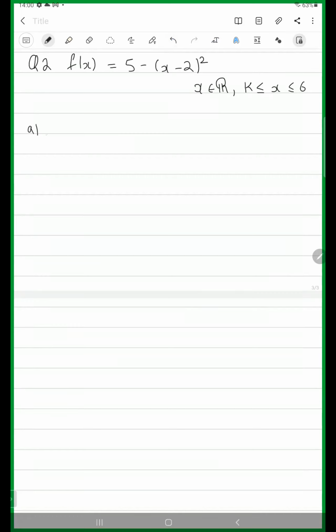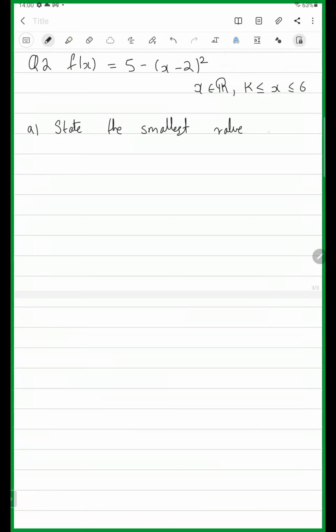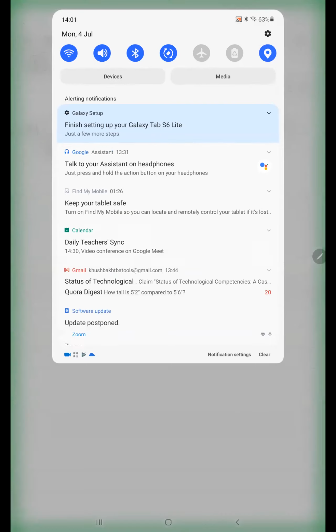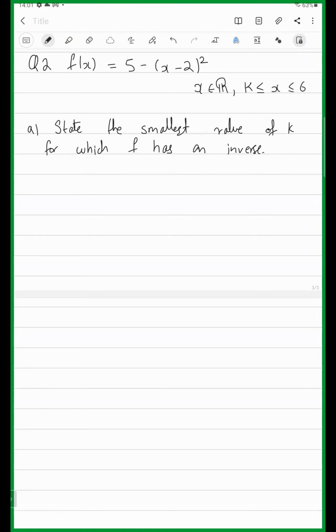Part A says: state the smallest value of k for which f has an inverse. All right, okay. So this is the question.